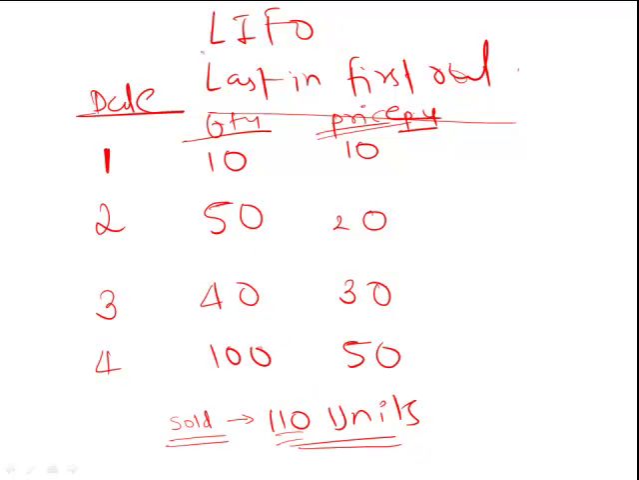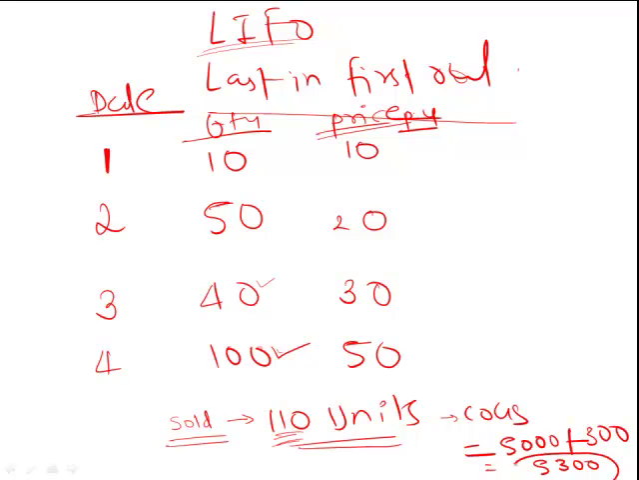So in case I am using a method called LIFO, I am going to assume that last in is first out. That means the goods which were acquired last are going to be sold first. So if I have sold 110, I am going to assume that the entire 100 were sold, and then 10 goods were sold from here. So my cost of goods sold is going to be 100 into 50, 5,000, plus 10 into 30, 300. My cost of goods sold is going to be 5,300.